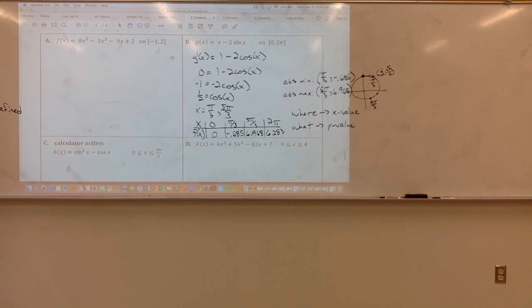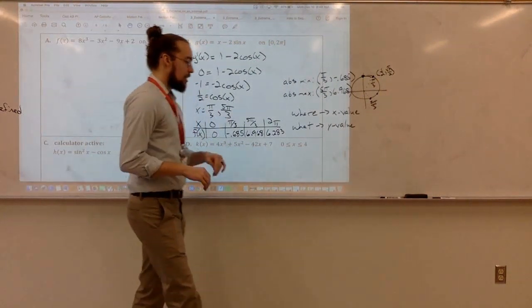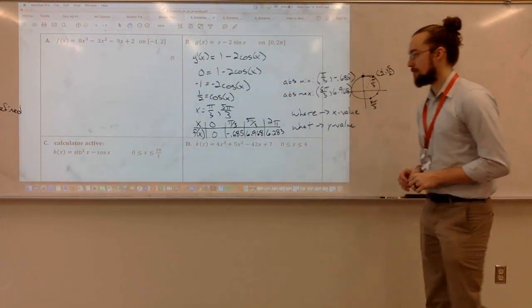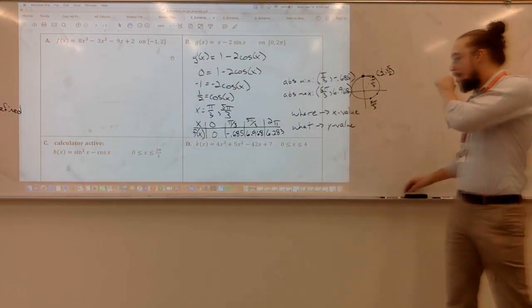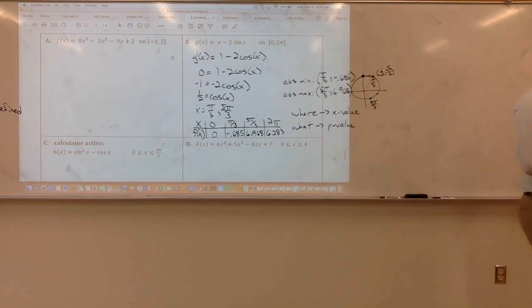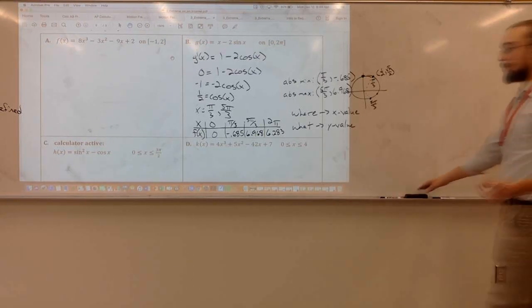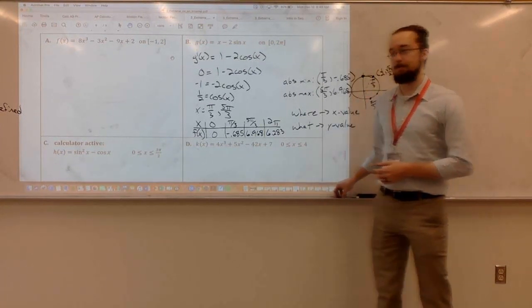It does say calculator active. So on C, you can even use your calculator to solve the problem. When you find the derivative and then set that equal to 0, you can use your calculator to figure out where those points are.